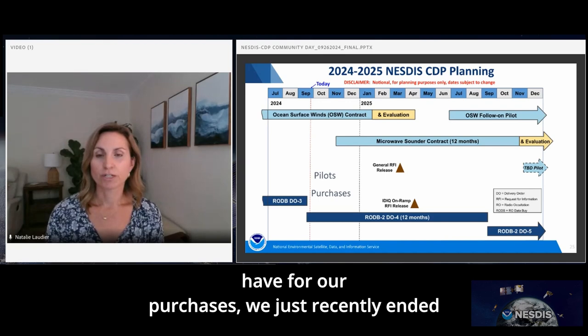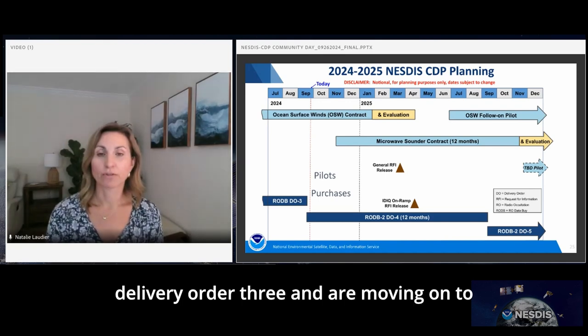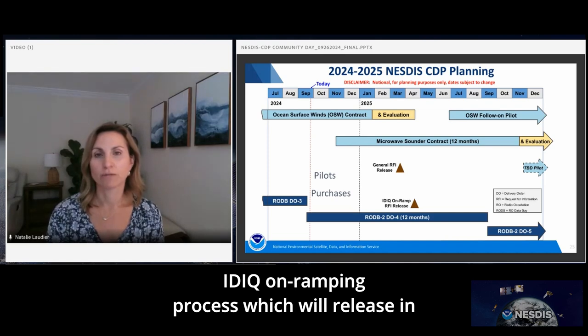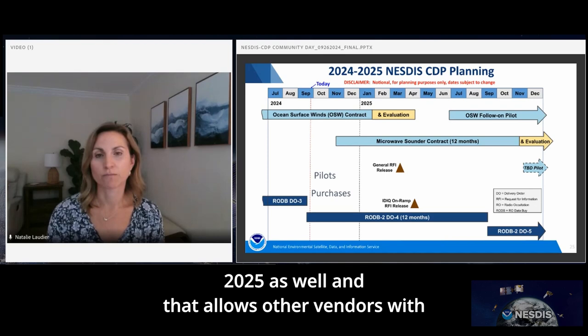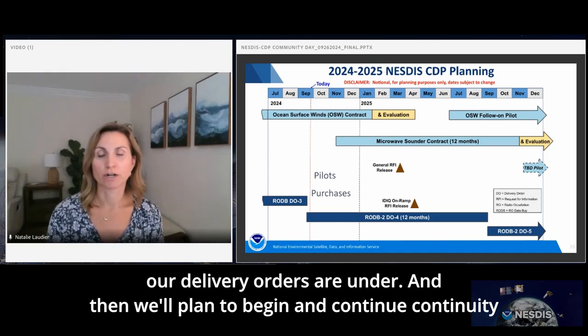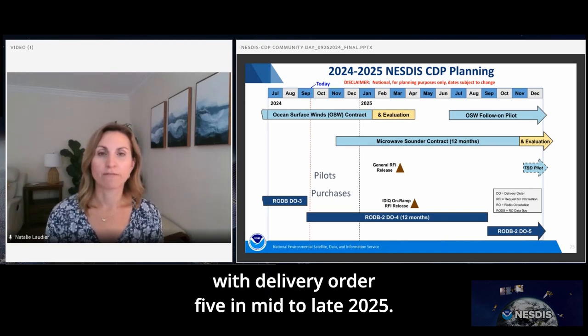For our purchases, we just recently ended delivery order 3 and are moving on to delivery order 4 for 1 year. We have an IDIQ on-ramping process, which will release in 2025 as well. That allows other vendors with radio occultation capabilities to propose for our IDIQ umbrella contract, under which our delivery orders are placed. And then we'll plan to continue continuity with delivery order 5 in mid to late 2025.